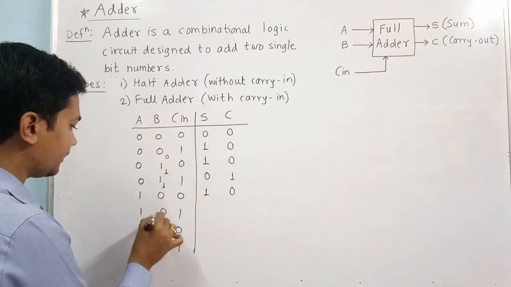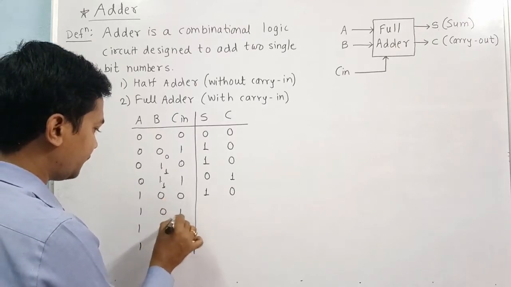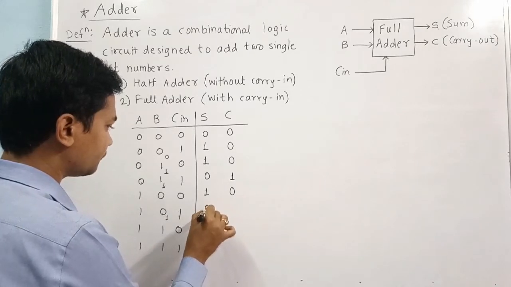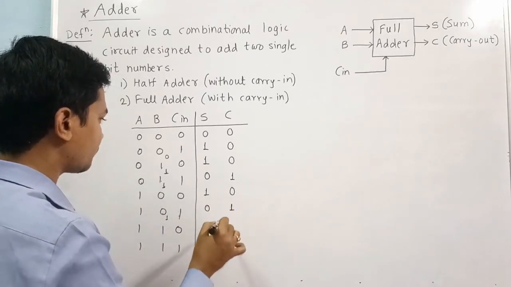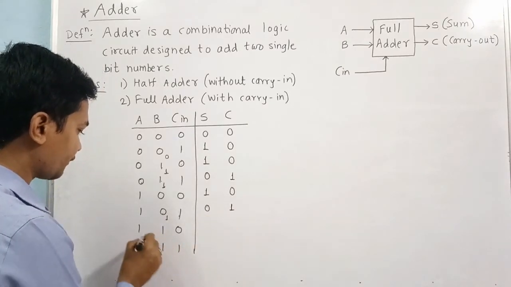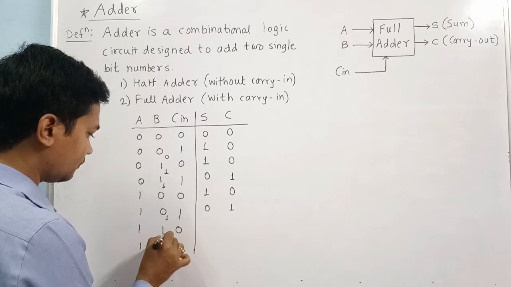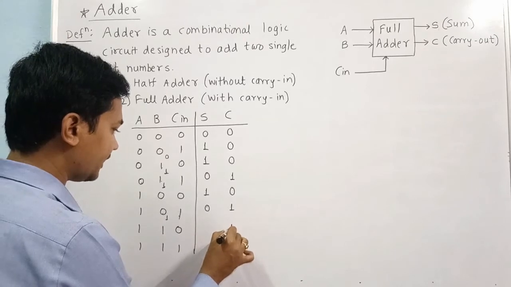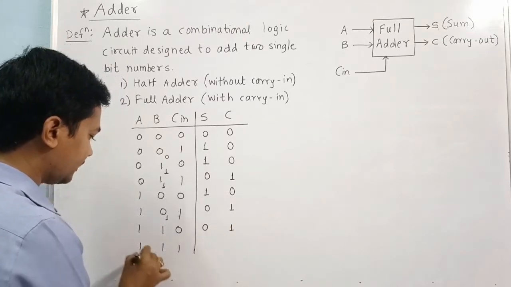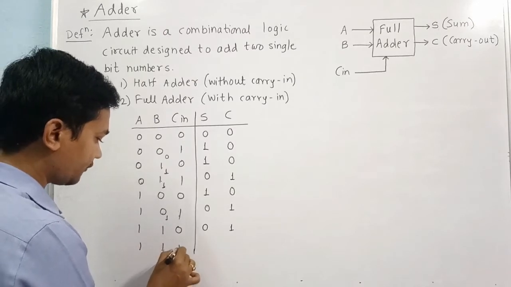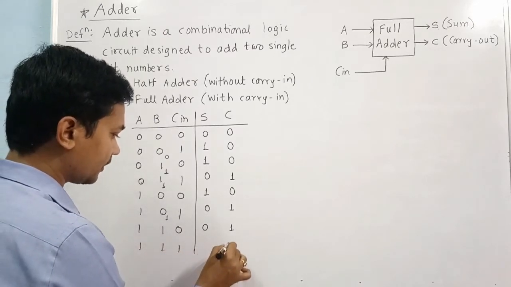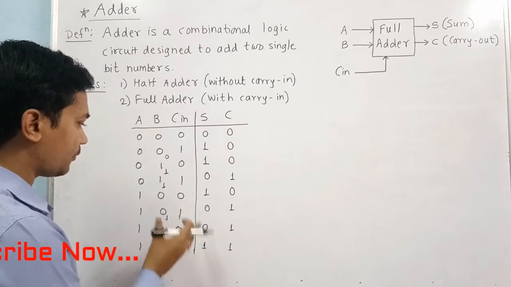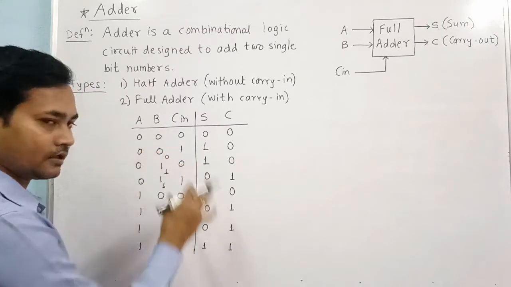Now 1 plus 0 is 1, 1 plus 1 is 2. So 2 means sum is 0 and carry is 1. Now 1 plus 1 is 2, plus 0 is 2. So here carry will be generated and sum will be 0. Then 1 plus 1 is 2, 2 plus 1 is 3. So 3 means carry 1, sum 1. This way we can obtain the truth table of the full adder.